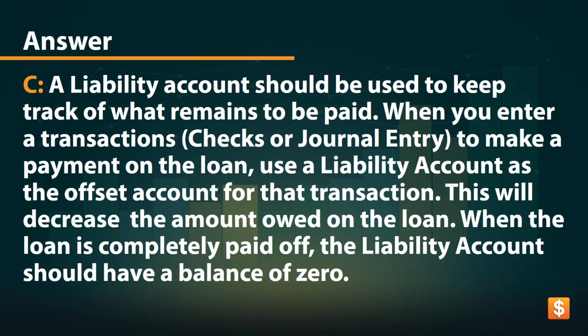When you enter a transaction, either checks or journal entries, or payments as well, to make a payment on the loan, use a liability account as the offset account for that transaction. This will decrease the amount owed on the loan. When the loan is completely paid off, the liability account should have a balance of 0.